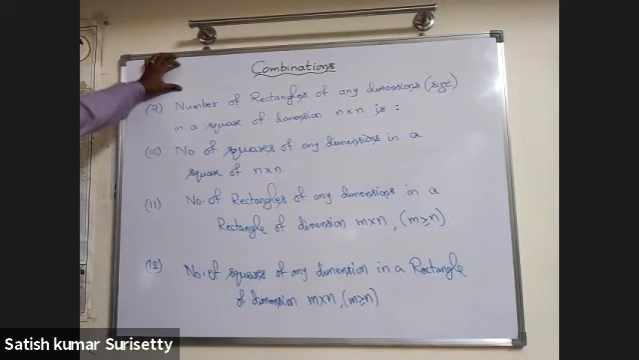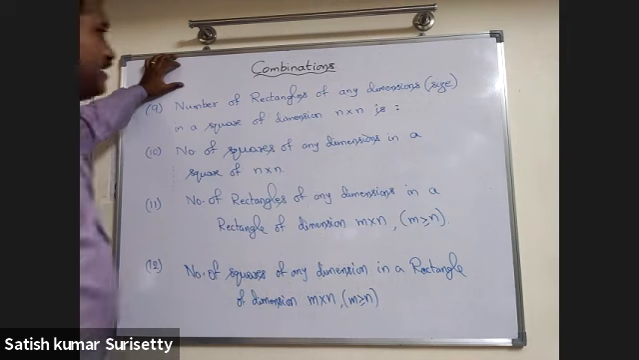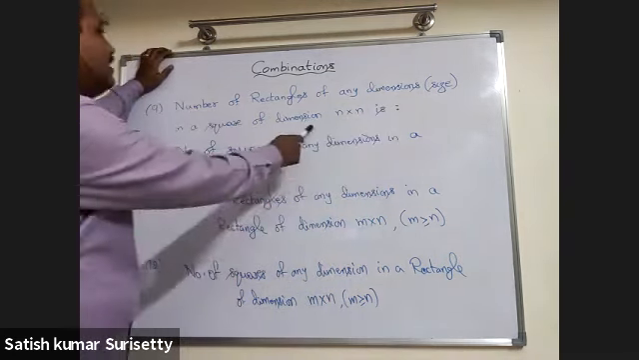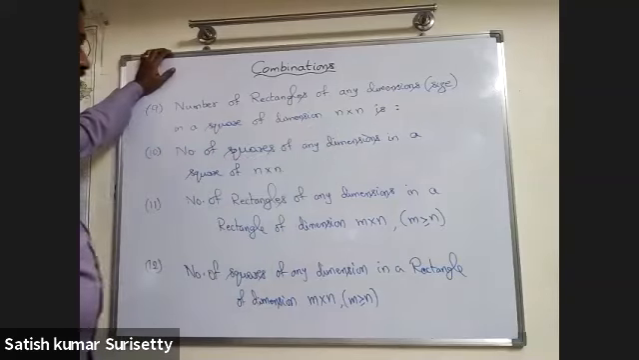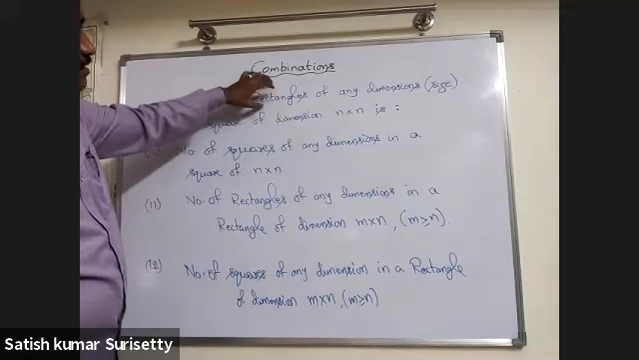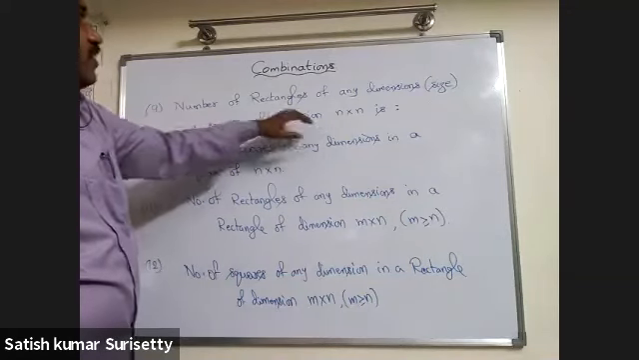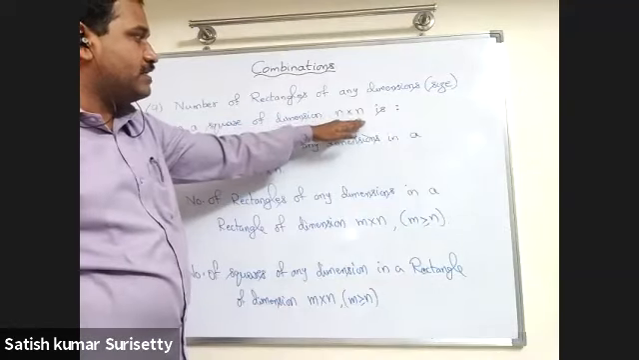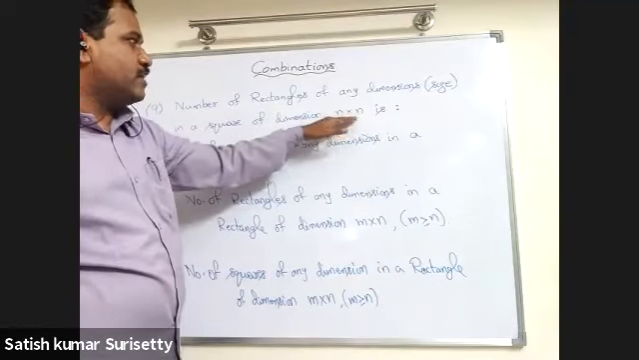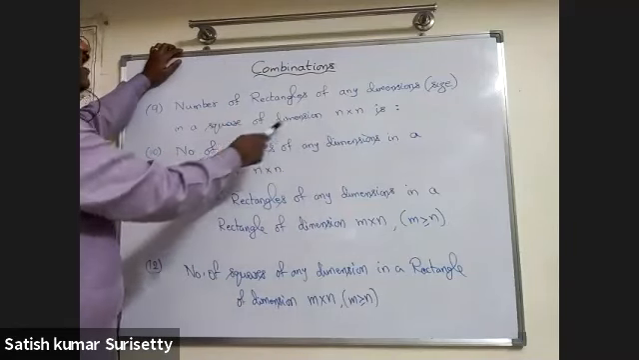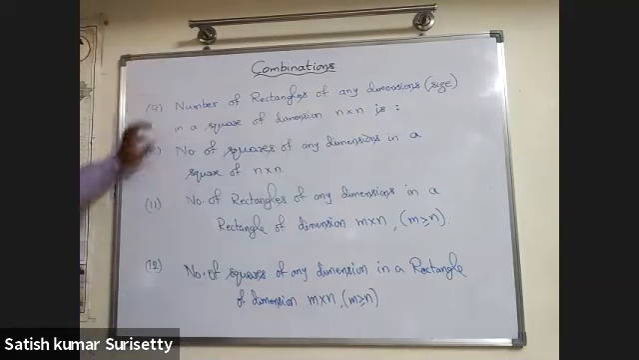So the next point is the number of rectangles of any dimensions or size in a square of dimension n by n, where n is a natural number. Here the rectangles contain squares also of any dimension, which means it can be 1 by 1 or 1 by 2 or 1 by 3 or 3 by 1 or 3 by 2 or whatever it may be. Number of rectangles of any dimensions in a square of dimension n by n.